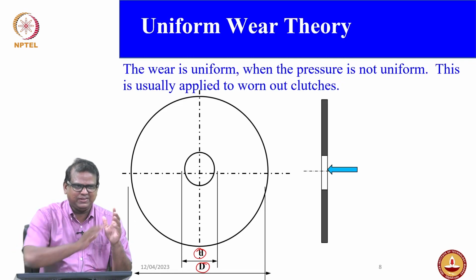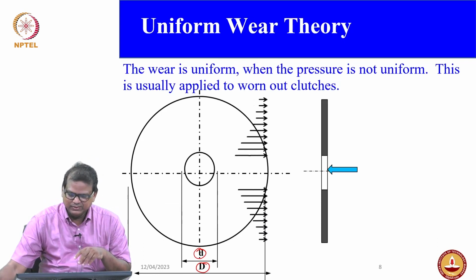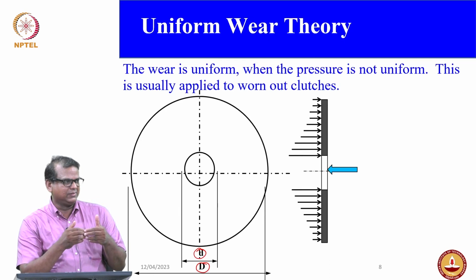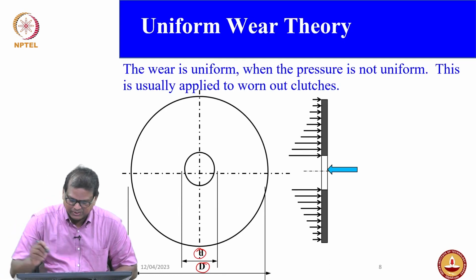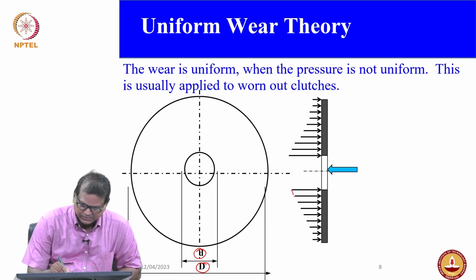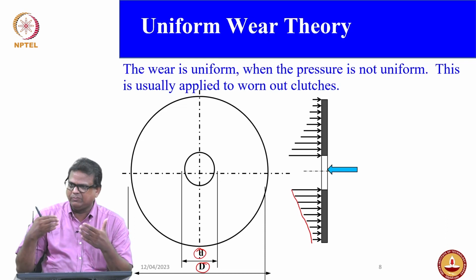In the uniform pressure theory, the pressure is uniform, but here it can't be. The pressure would be more at the inner radius. Obviously, at the smaller radius the pressure will be higher. So you will have a nice parabolic variation, you could see that. This is the pressure intensity. At the inner radius you will have more pressure, at the outer you will have less pressure.